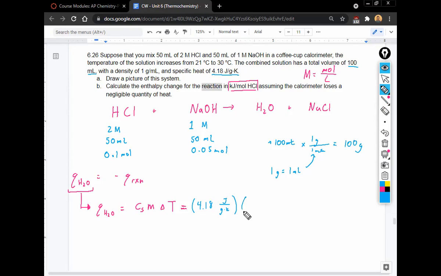Okay, so that means we have 100 grams of solution. Does that make sense? All right, and then lastly, the change in temperature. We said it went from 21 to 30, which means it was a positive 9 degrees Celsius change. Okay, so I'm gonna give you guys a minute. I want you guys to calculate how much energy, how much heat did the water absorb from the reaction?